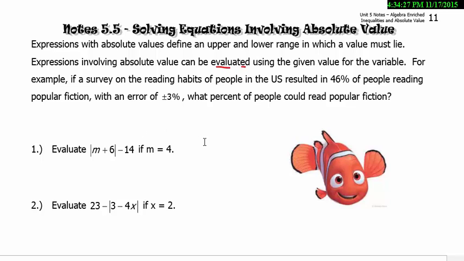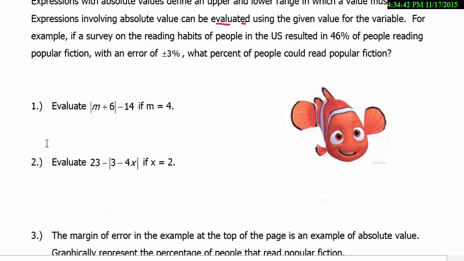So let's look at number 1 here and try to remember the idea that with absolute value, we're going to come up with two different numbers, just like the 46%. We're going to, a lot of the time, come up with a number on each side. So in number 1 it says the absolute value of m plus 6. Well, think of the absolute value symbol as a grouping symbol. So we're going to have 4 plus 6. And then it's minus 14.